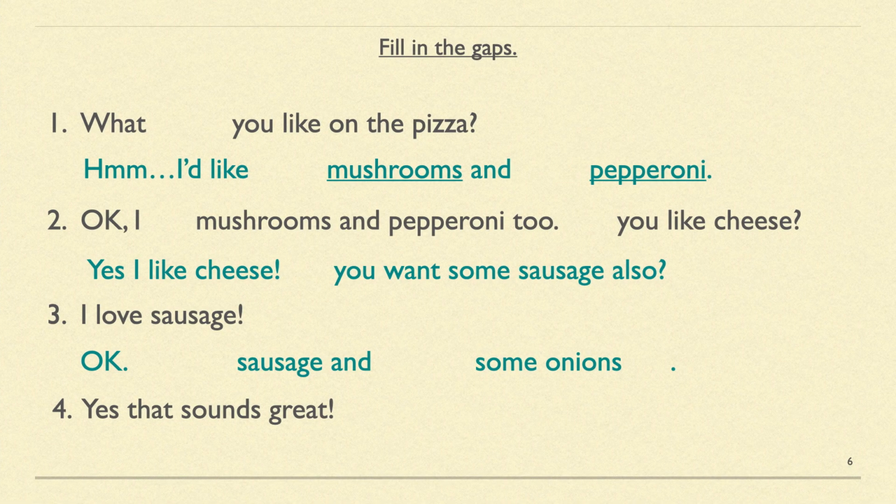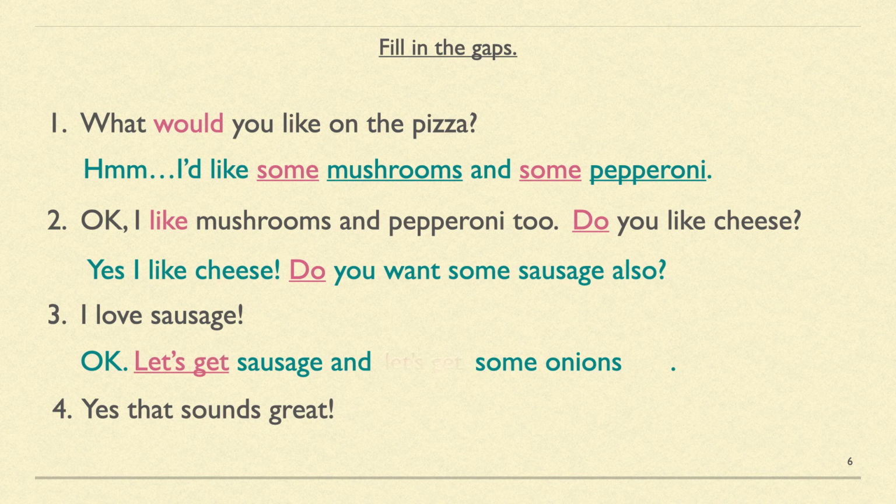Fill in the gaps. What would you like on the pizza? I would like some mushrooms and some pepperoni. Okay, I like mushrooms and pepperoni too. Do you like cheese? Yes, I like cheese. Do you want some sausage also? I love sausage. Okay, let's get sausage and let's get some onions too. Yes, that sounds great.